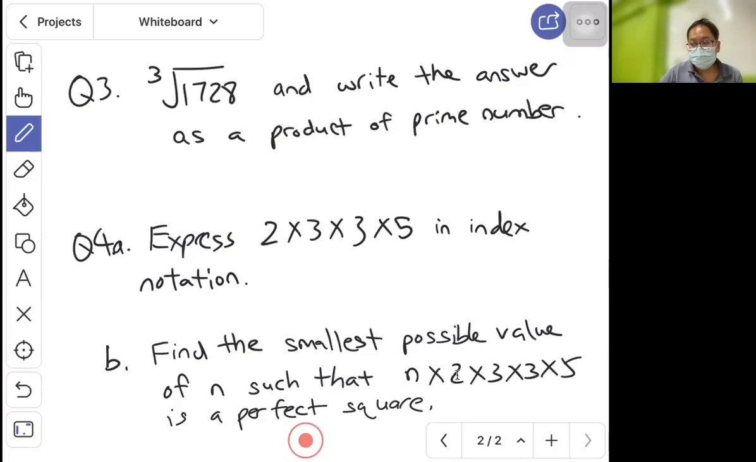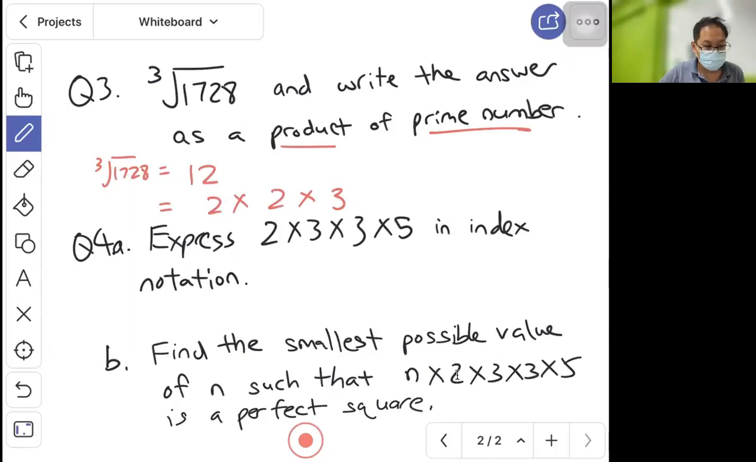Okay, Mr. Tan will show you the answer. If you have not done it, please pause. So once you press into the calculator, you will get 12. However, they want a product. Product is times, and prime numbers. So 2 times 2 times 3. So a prime number is a number that has only two factors, one and the number itself.